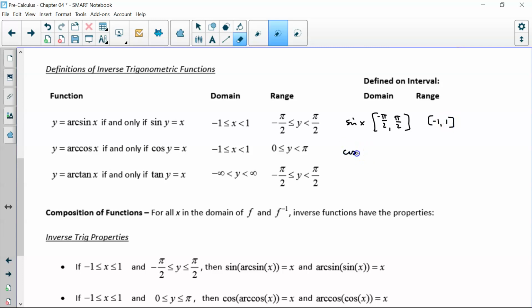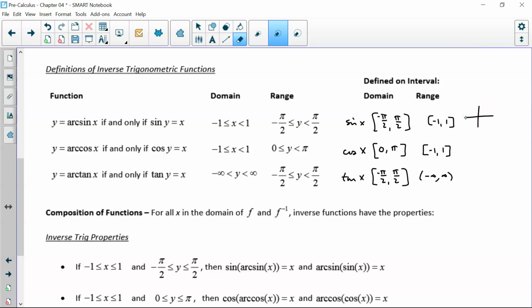For cosine of x, we're going from 0 to π. We're in quadrants 1 and 2. -1 to 1 is our range. And for tangent, we're going from -π/2 to π/2. Now for that one, for tangent, because of the graph of it, it's all real numbers for the range.